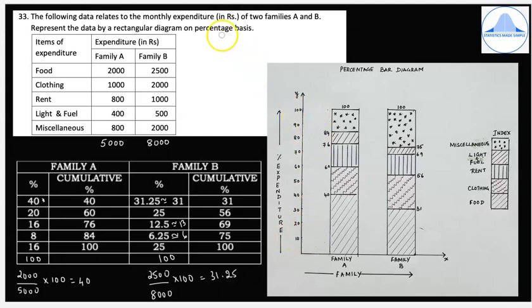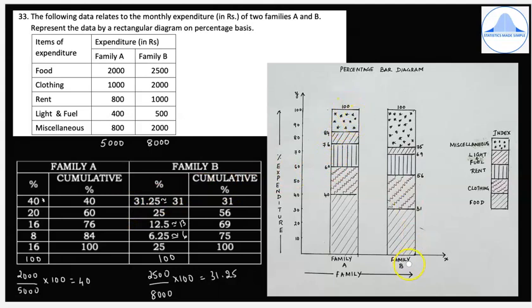Now because it's a percentage bar diagram with the base here, for family A, you should draw a rectangle with height as 100, and similarly for family B also, with the base on the x-axis, you should draw a rectangle of height 100. Then you have to mark for family A all the cumulative percentage for the various categories like food, clothing, rent, light and fuel, miscellaneous. So at 40 you mark, then next at 60 you mark, then 76, 84, and the remaining will be 100.